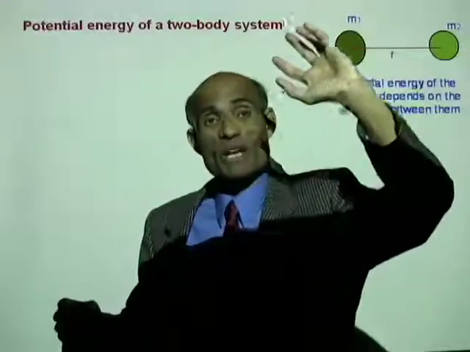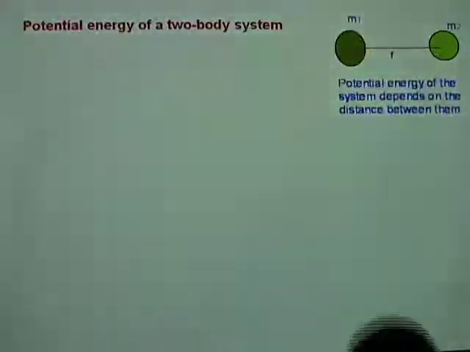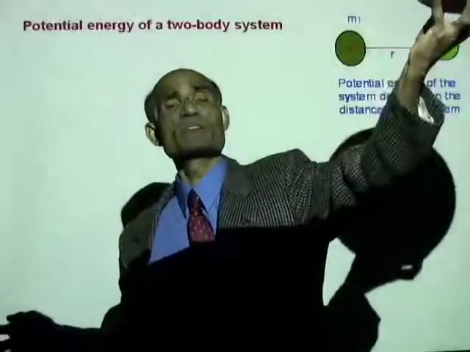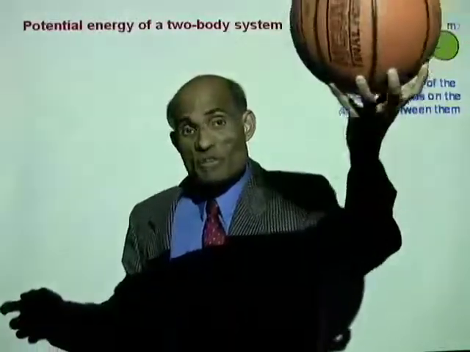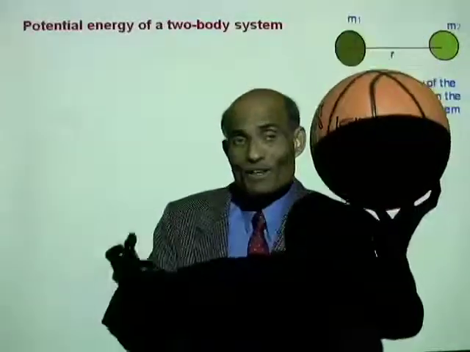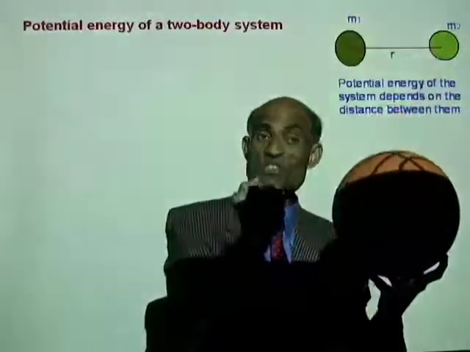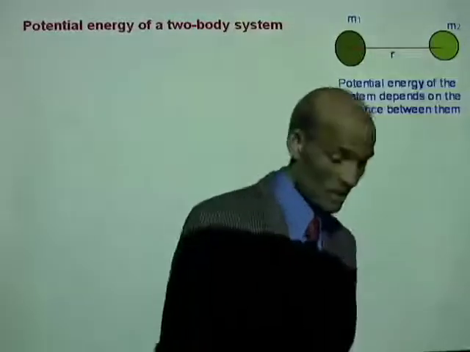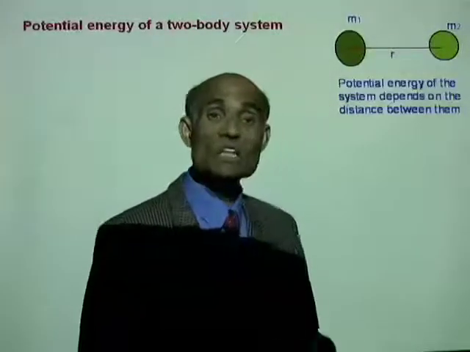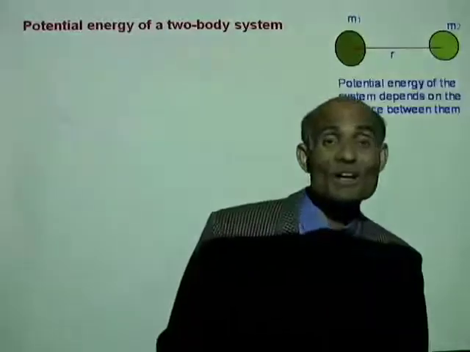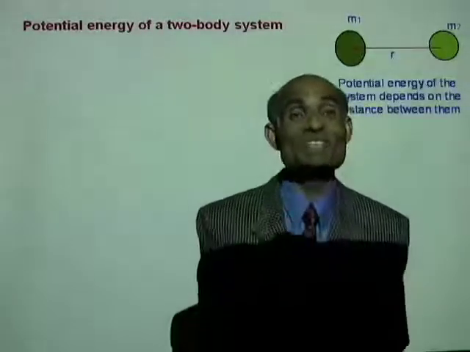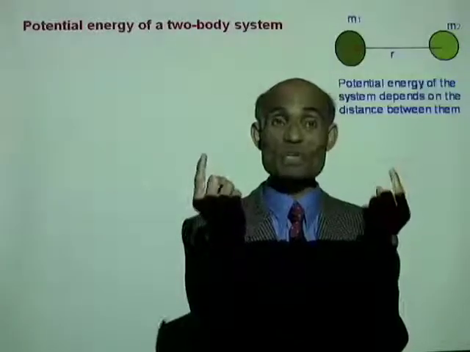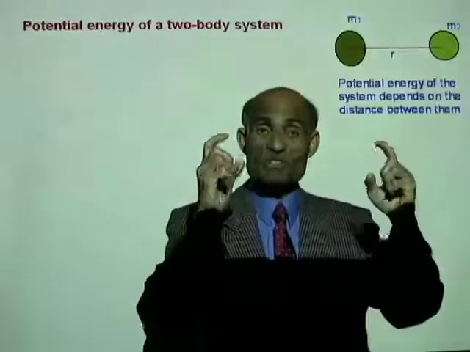If the potential energy of this basketball is 0 at infinite distance from the Earth, that means if it is brought back to the Earth, as the distance decreases, its potential energy becomes negative. That means when the ball is sitting on the surface of the earth, its potential energy is negative. The maximum value of the potential energy of a two-body system is 0.